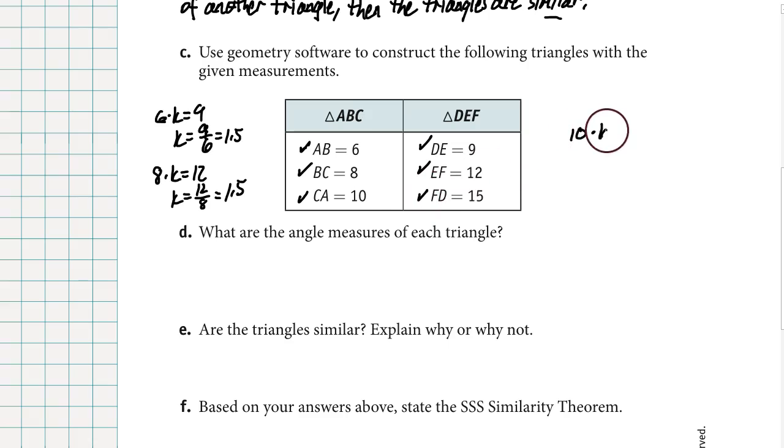Let's compare the third sides, the CA and the FD. 10 times what scale factor equals 15? Divide both sides by 10. 15 divided by 10 is also 1.5. So these are similar because of the SSS similarity postulate. All 3 sides are proportional to the 3 sides in the other triangle.